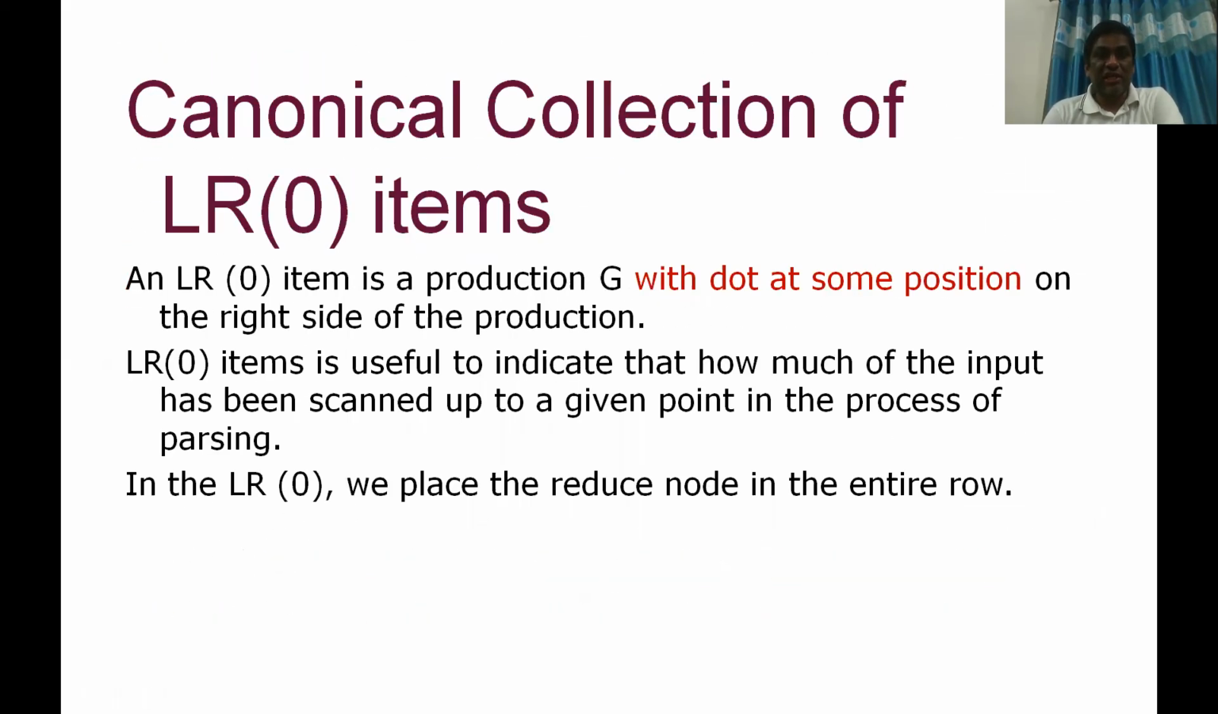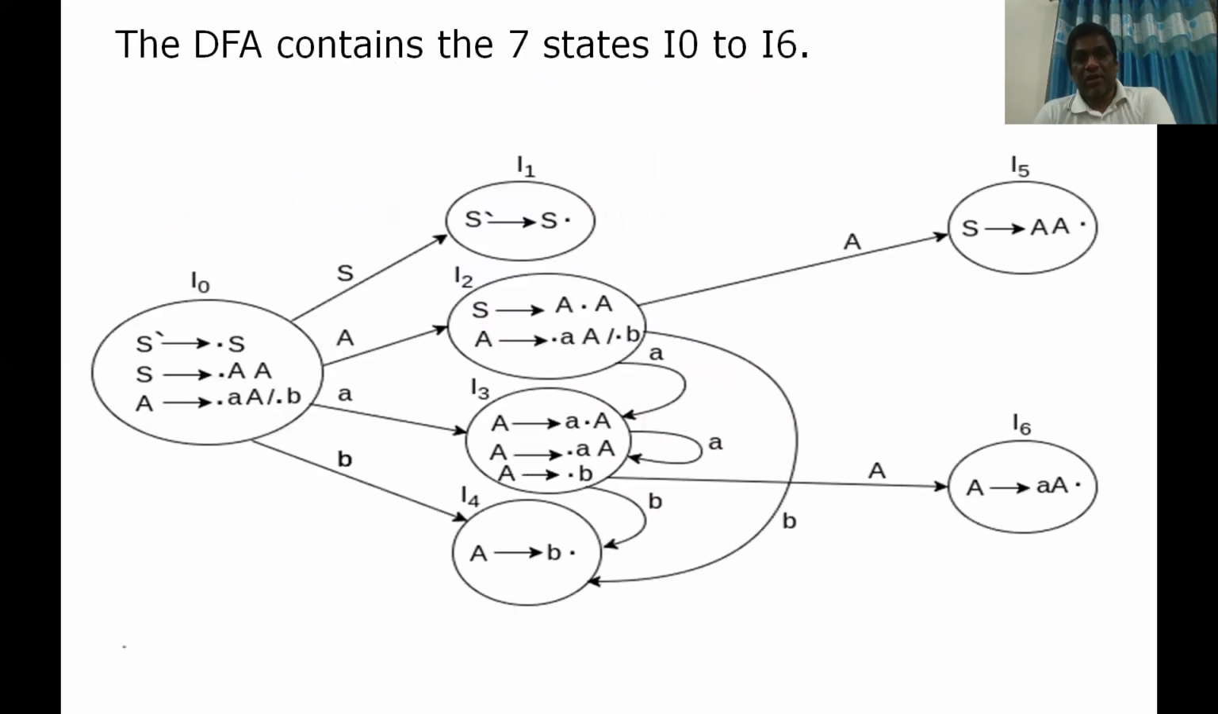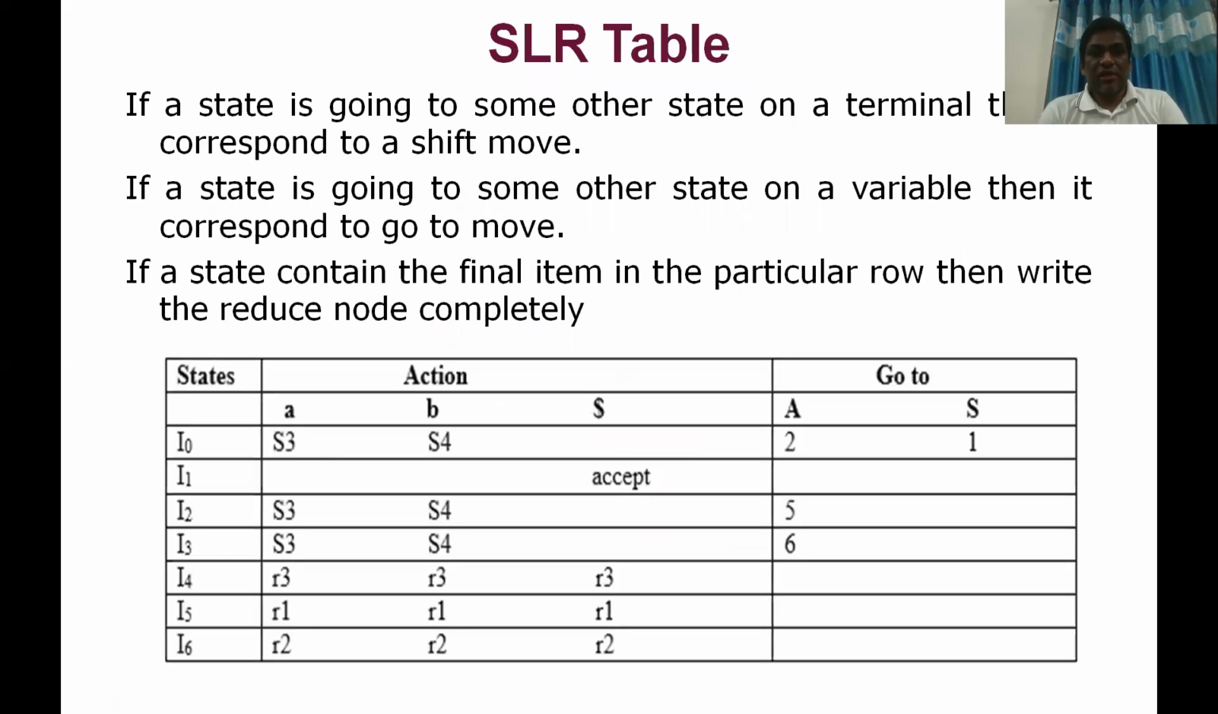After generating the canonical LR(0) items, what is the next step? Draw a data flow diagram. I have shown that data flow diagram also, and connect the corresponding states based on the set of items generated over there. And the last step is construction of the SLR parsing table. This is the crucial part. Once you get this, building the parse table will be easier now. Let us understand how to do it.